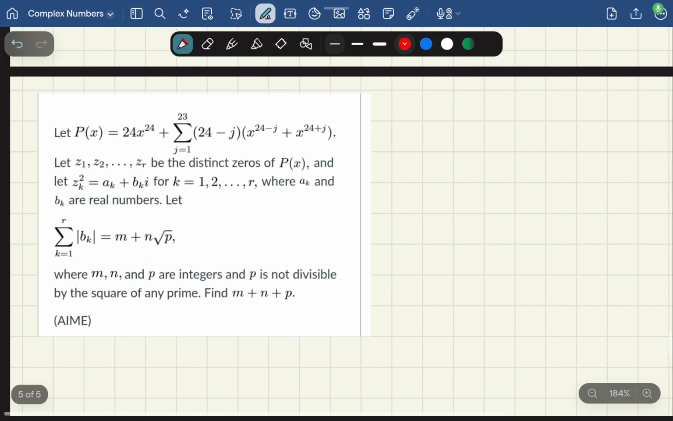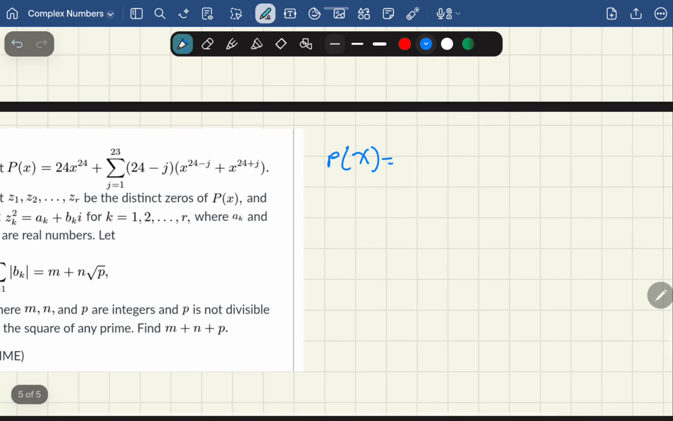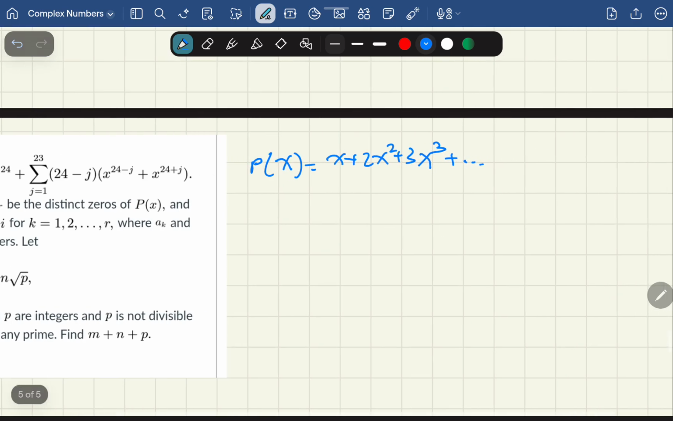Today we will be solving this problem. So p of x, if you rewrite it, it's x + 2x squared + 3x cubed, dot dot dot, 23x^23, 24x^24, 23x^25. That's the peak, and then it goes all the way up to 2x^46 + x^47. If you recognize this, I should call it a mountain polynomial, because look at these coefficients. It goes up to 24 and down.